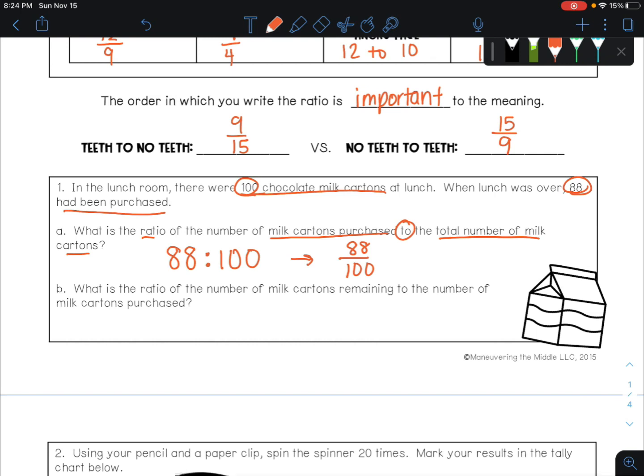Okay, next one. What is the ratio of the number of milk cartons remaining to the number of milk cartons purchased? Now, I know the number that was purchased was 88. We have to do a little bit of math here to find how many are remaining. So if you had 100 and you purchased 88 or sold 88, what's left over is going to be 12. So the remaining is 12. Another way to write it, 12 over 88. And when you look at these as fractions, you're definitely starting to see that they can be simplified. And that's something that we're going to actually get to more in the next lesson.